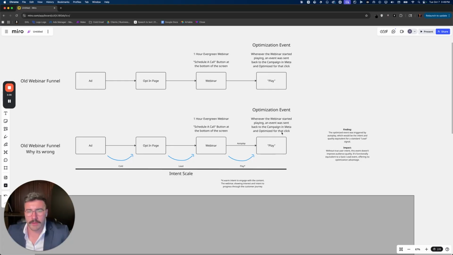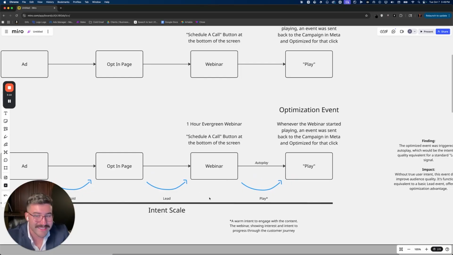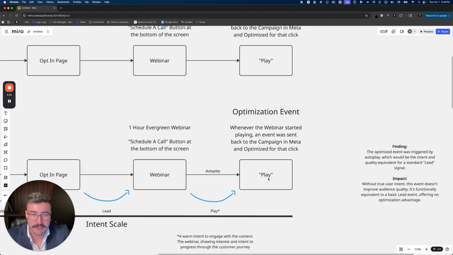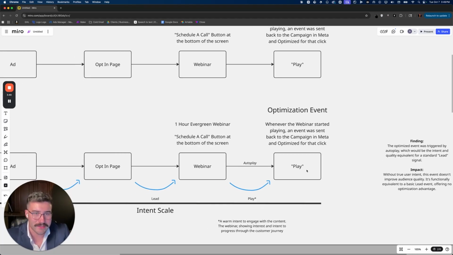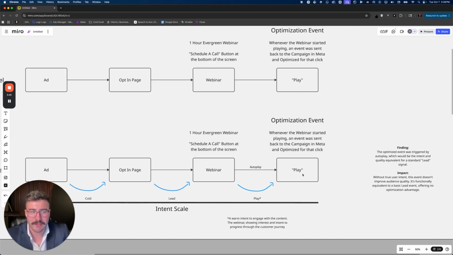Whenever this lead travels from this opt-in page, there is no intent filter. There is no mechanism where this lead can display further intent to justify this event being sent. This play event, since it is auto-playing and the prospect doesn't actually have to manually click and show that they want to watch this webinar, other than just straight up opting in, shows no further intent than the lead standard event. So it is acting as a disguise.